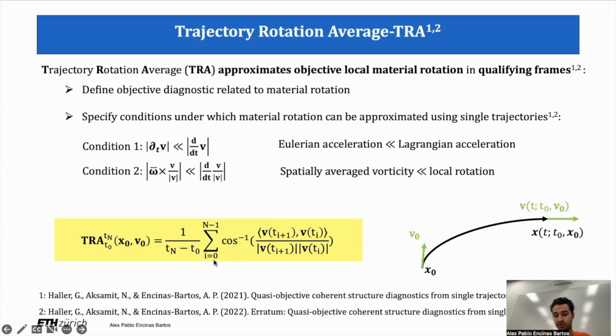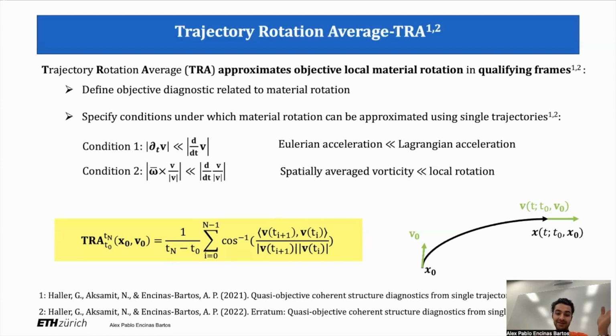However, if you have a spinning trajectory, then this angle will be higher, because the orientation of the velocity vector constantly keeps changing. So the way we proceed now is, we have a set of drifters over some domain and over some time interval, and we simply compute the TRA for each of these drifters.